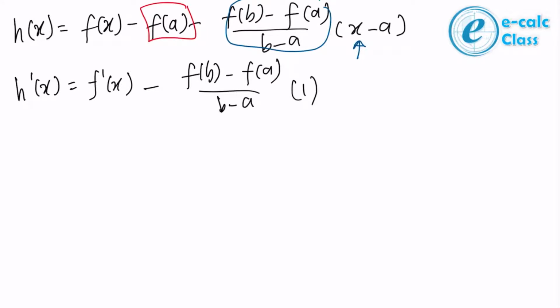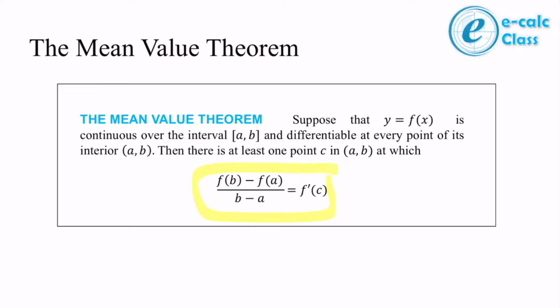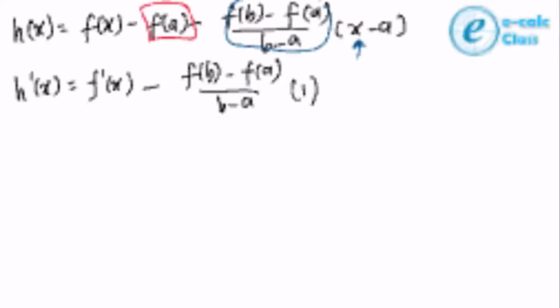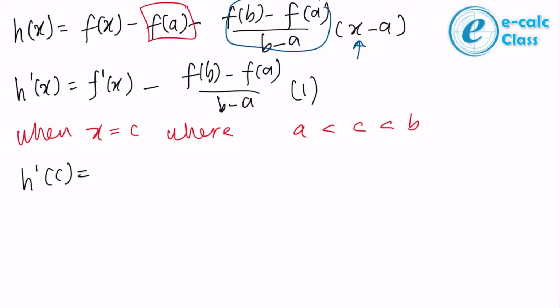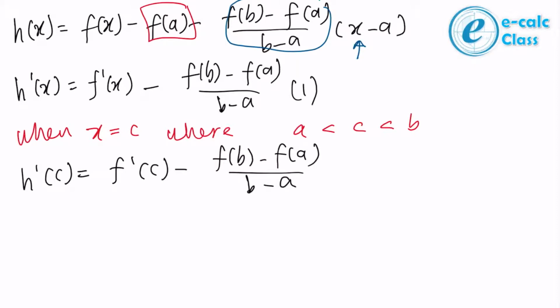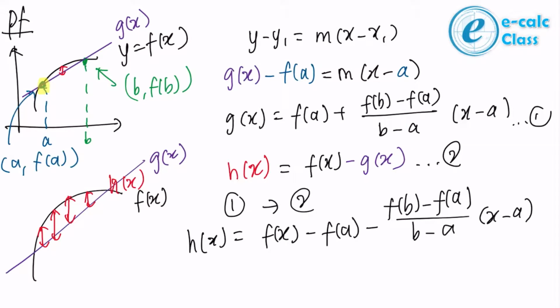Okay? And now, if you remember the theorem, we need to find out what happened at point c, right? So suppose we have a point c in between a and b. When x equals c, where c is in between a and b, then h prime c is f prime c minus this constant, don't touch, over b minus a. Alright, now we will come back to this one.